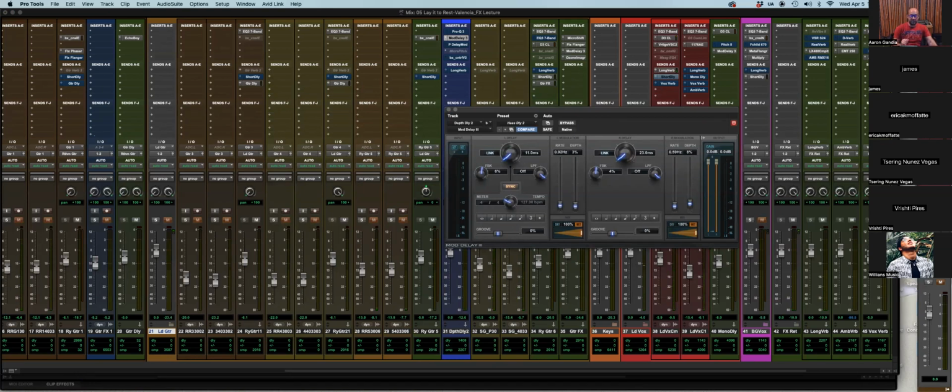And again, we're dealing in very subtle differences here, but you hear some movement backwards. We're adding a third dimension now to, in theory, a two-dimensional plate verb.